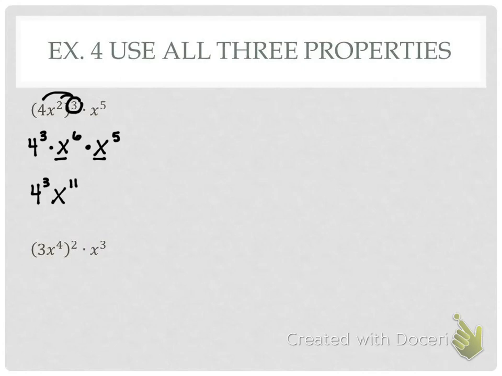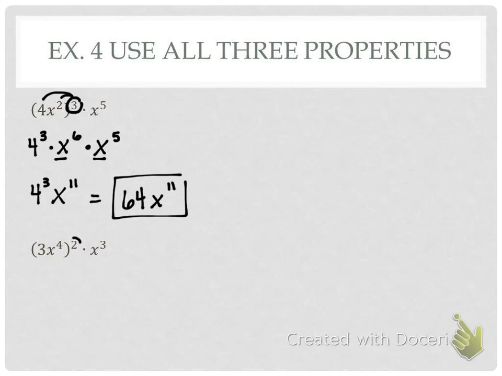Now the only thing I can simplify here is this 4 to the third. So I type it in my calculator, and I get 64 x to the 11th power. Okay, do you see how we used all three properties to simplify? All right, let's do this next one the exact same way.